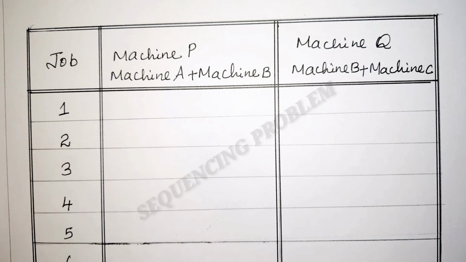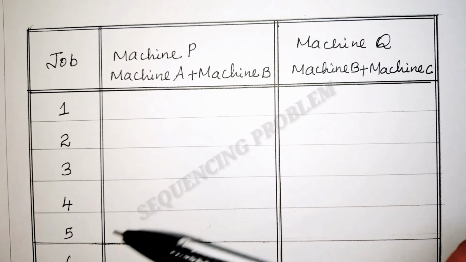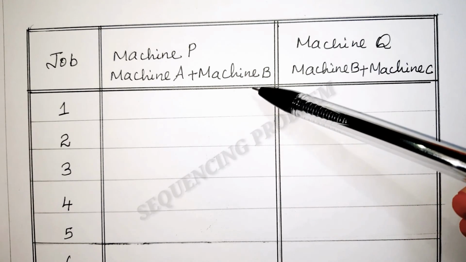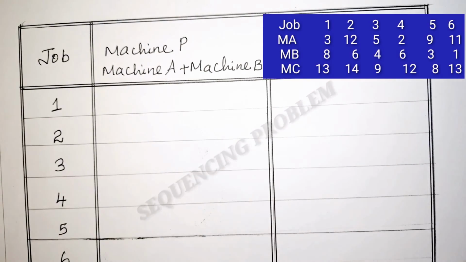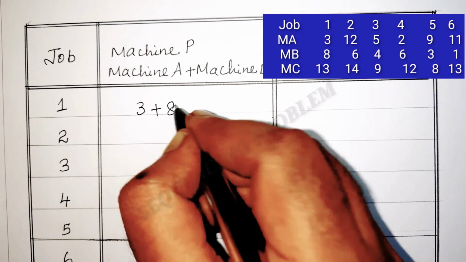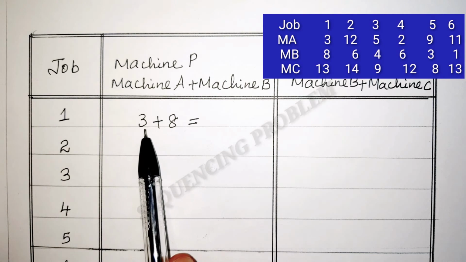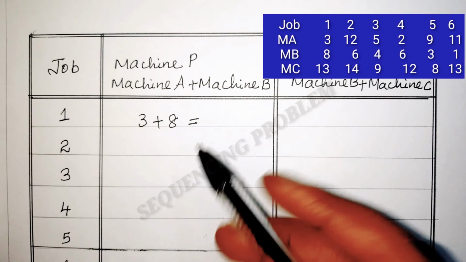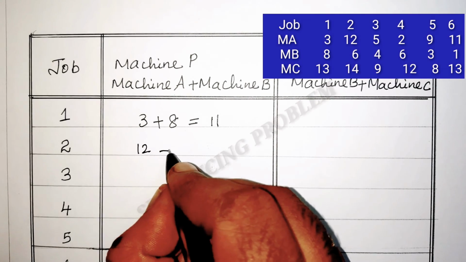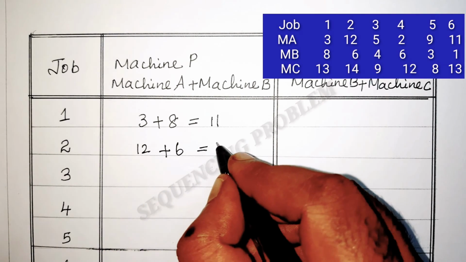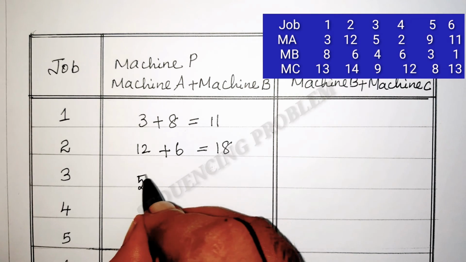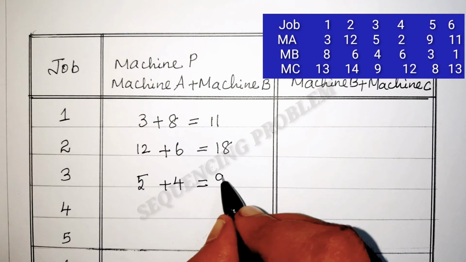Now the jobs are 1, 2, 3, 4, 5, 6. And for each job we have to find the first machine and second machine value. Machine P is machine A plus machine B. For job 1, machine A value was 3 and machine B value was 8, so the total is 11. For the second job, machine A value was 12 and machine B value was 6, so 18. And for job 3, machine A value was 5 and machine B value was 4, so the total is 9.